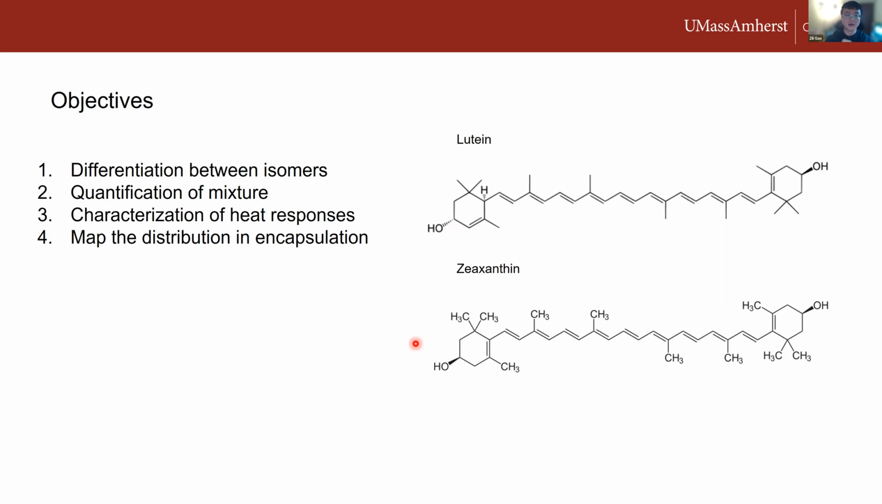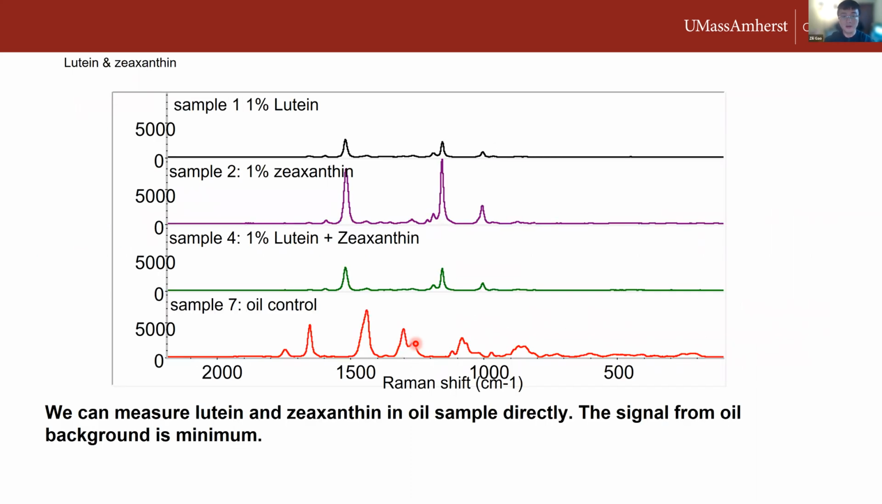First, because these two compounds are lipophilic, we dissolved them in oil at 1% concentration, and the lower one is the spectrum from the oil itself. Once we add 1% of compound into the oil, either the combination or an individual compound, we can directly measure the sample in the oil, and the background of the oil is minimal. As you can see, the peaks when we have compound are very different from the pure oil background.